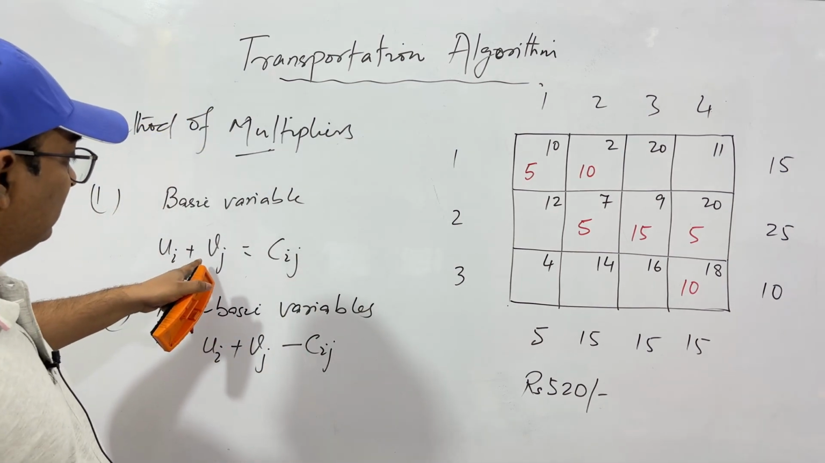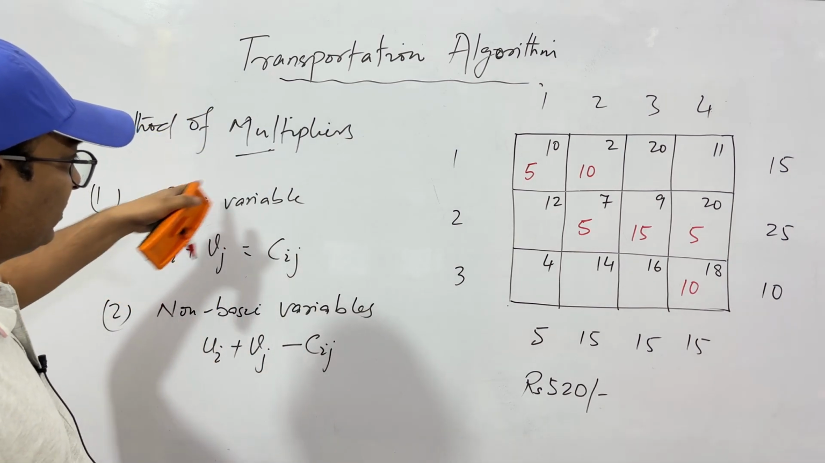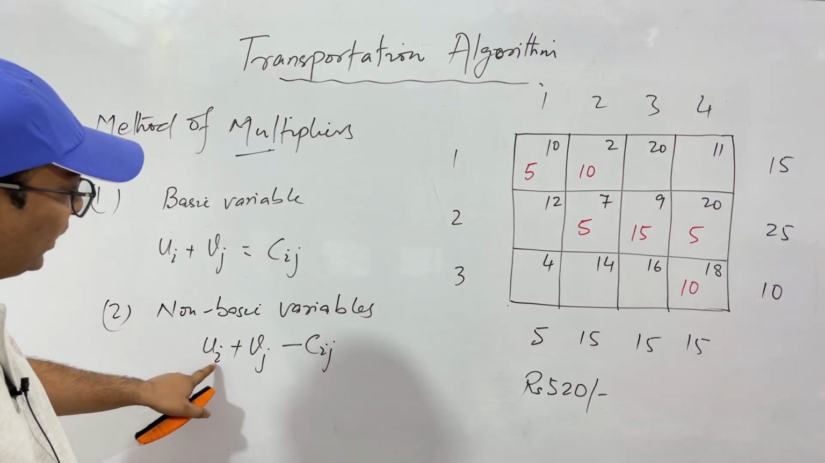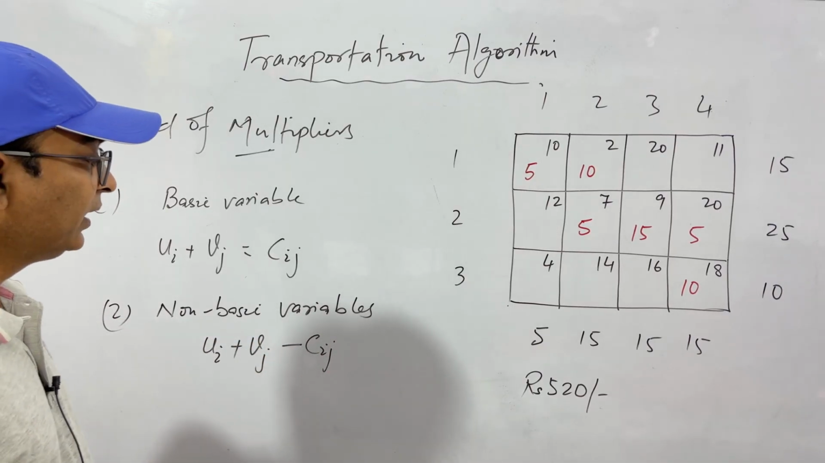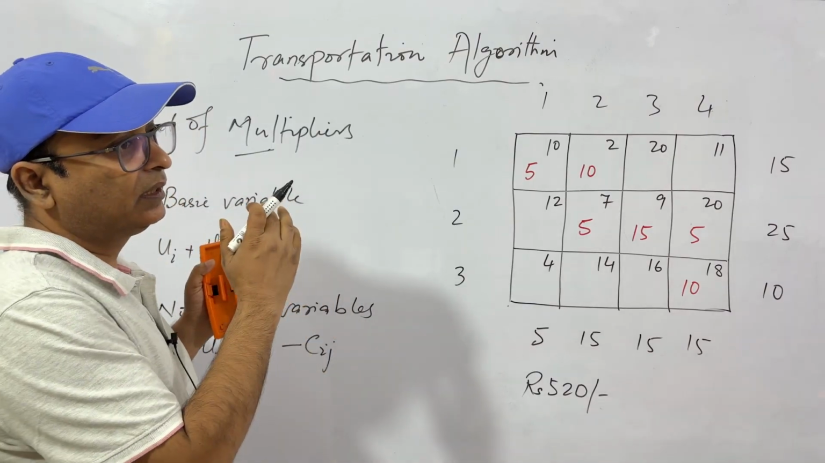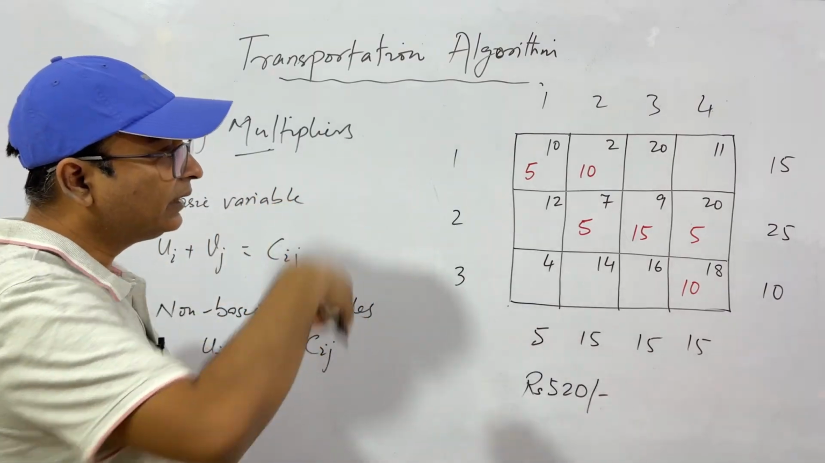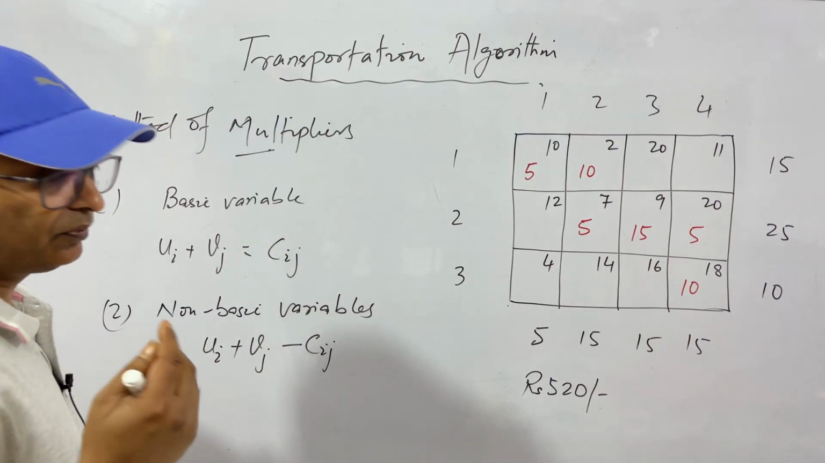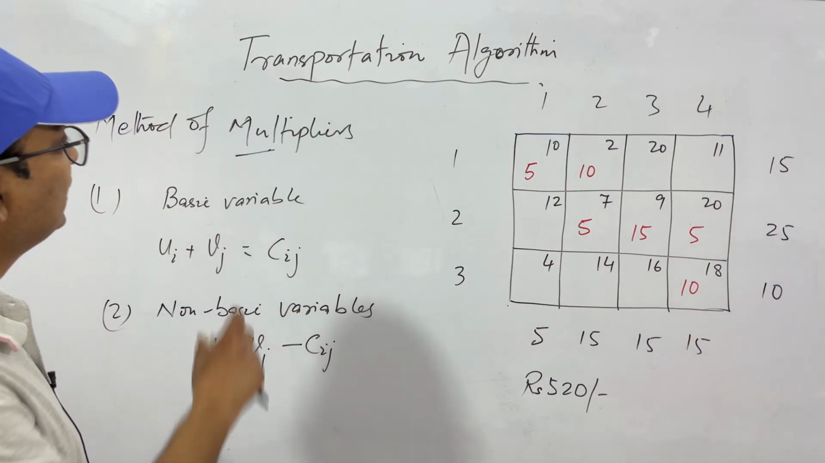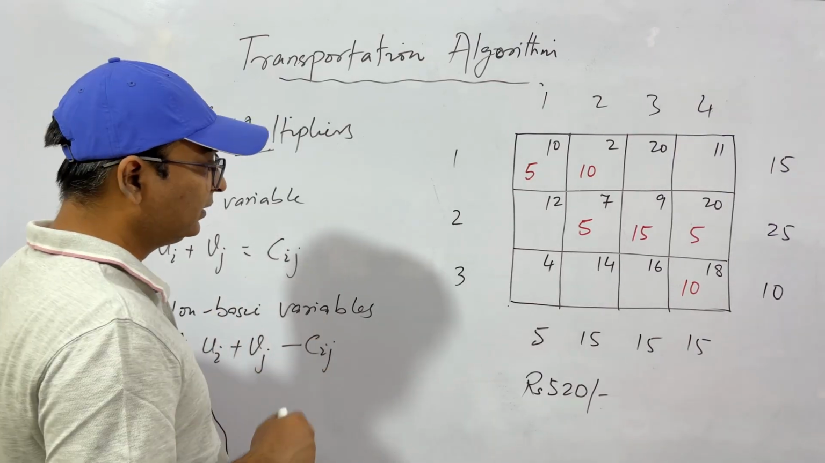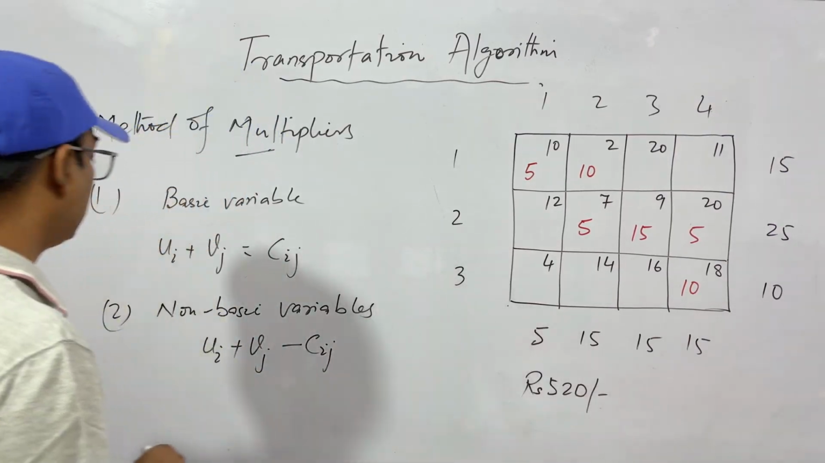We'll have ui and vj from the basic variables, and then for non-basic variables we'll compute ui plus vj minus cij. It is the same as we were doing in the simplex method. The only thing is it was done differently, and this is an easier method. It may seem somewhat confusing if you are reading this for the first time. You'll think, what am I talking about, but this is very easy. Just let me proceed and tell you how.